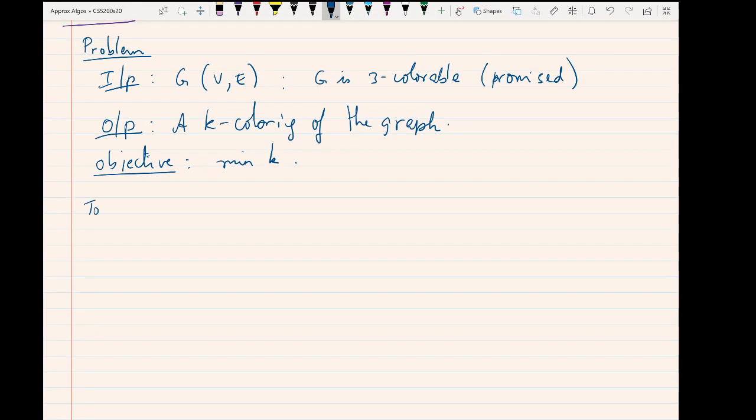Now what we'll see today eventually is an algorithm that will color the graph using something like n raised to 0.25 times log n colors. Now this seems ridiculous because the graph is just three colorable, and the best we are able to do is to output a coloring with n raised to 0.25 colors approximately. That's a huge gap. Actually, we are not very far from the best known for this problem.